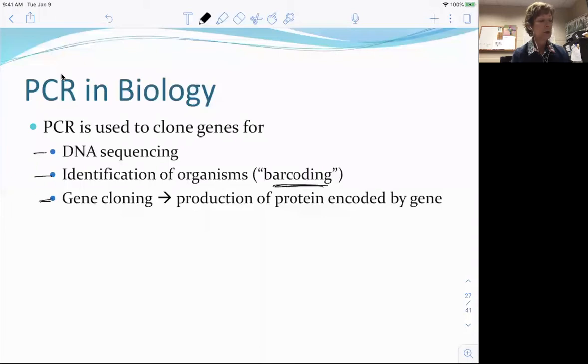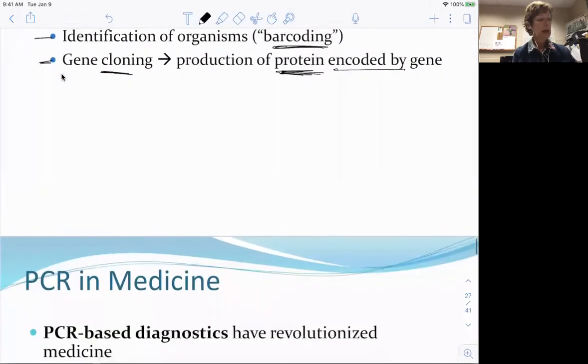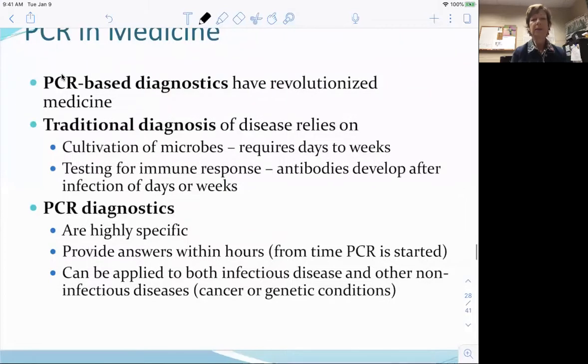And you can also clone your gene. So you can actually put your gene out of your PCR product into a cloning vector and then get it to produce more of the gene, or get it to produce the protein that's encoded by the gene. So it saves a lot of steps in the whole cloning process, and it's just revolutionized that aspect of basic biology. As we mentioned in medicine, PCR-based diagnostics or molecular diagnostics have revolutionized the way we diagnose.